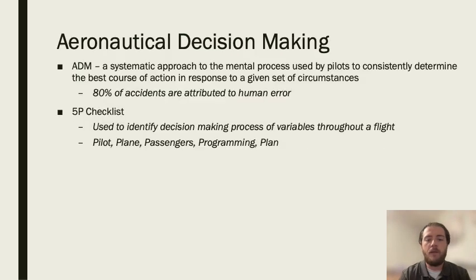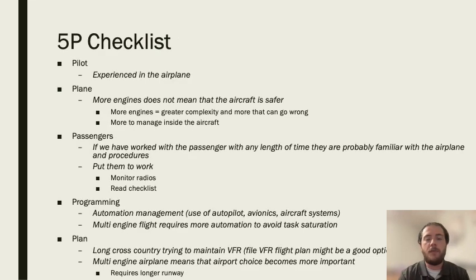And then lastly, aeronautical decision-making is going to be a systematic approach to the mental process used by pilots to consistently determine the best course of action in response to a given set of circumstances. So it's important to note that 80% of all accidents are attributed to human error. We can use the 5P checklist to identify our decision-making process of different variables throughout the flight. So this is going to include the pilot, the plane, the passengers, the programming, and the plan. So when it comes to this particular flight, we can use the 5P checklist.